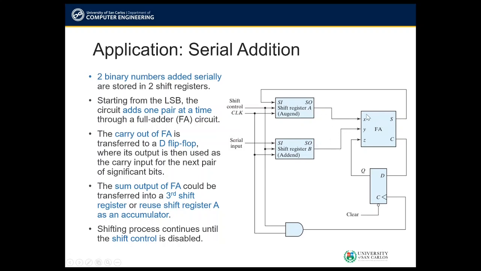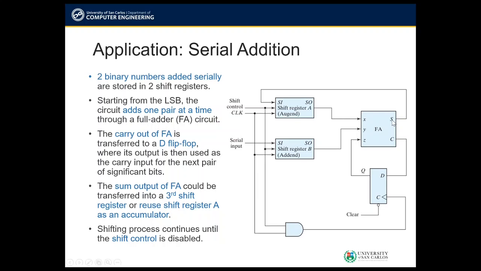So the shift outputs of registers A and B are being added together as two significant bits in the full adder. Now the carry out of the full adder is transferred to a D flip-flop, where its output is then stored as the carry input for the next pair of significant bits. So here you can see that the carry output is connected to a D input, and the output of the D flip-flop is connected to the third input of your full adder, therefore representing the carry input of the next set of bits to be added.